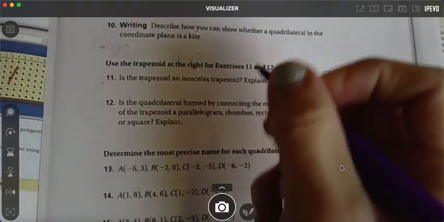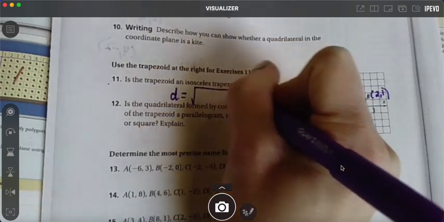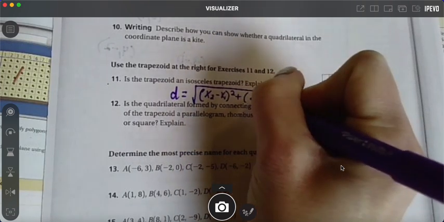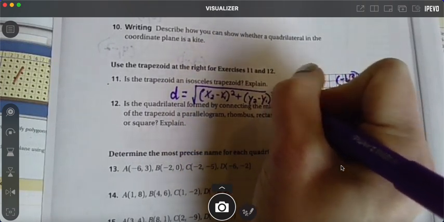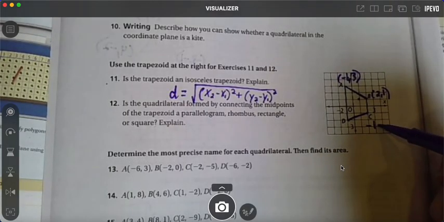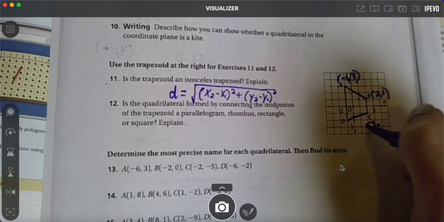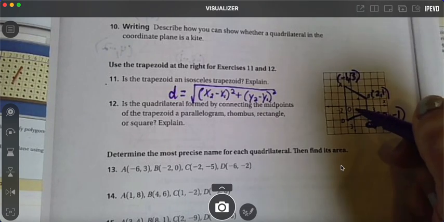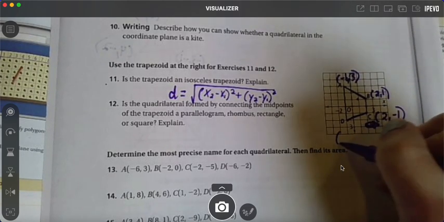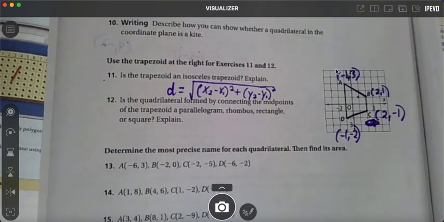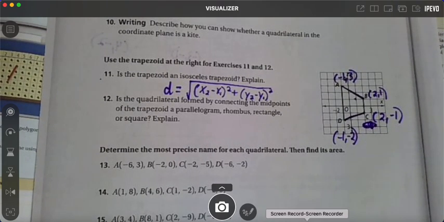Let me write it down. And this is your distance formula. The square root, subtract your x's and square them, subtract your y's and square them. Okay, that's all that means. This ordered pair is 2, negative 1. Oops, I said that wrong. And then this ordered pair is negative 1, negative 2. That's what I was meaning. So you find the distance of those, find the distance of those, and see if it's equal.